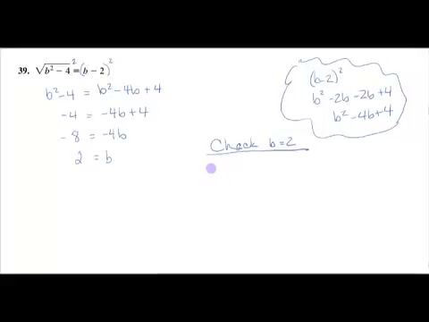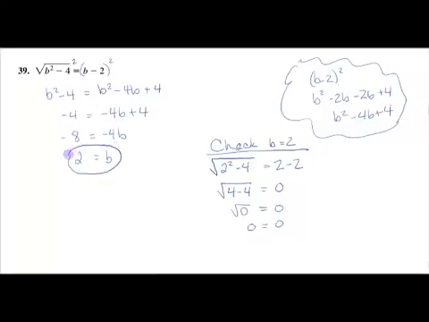Putting it into the original equation, I have the square root of 2 squared minus 4 equals 2 minus 2. That's the square root of 4 minus 4 equals 0, which I know is the square root of 0. So 0 equals 0 is true, and b does equal 2 for us.